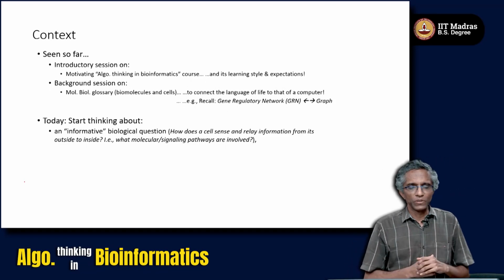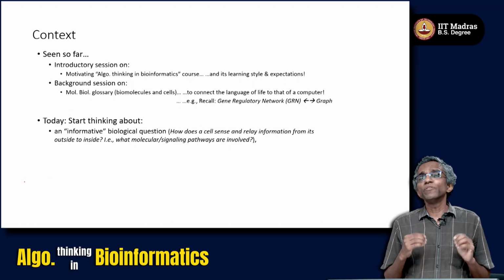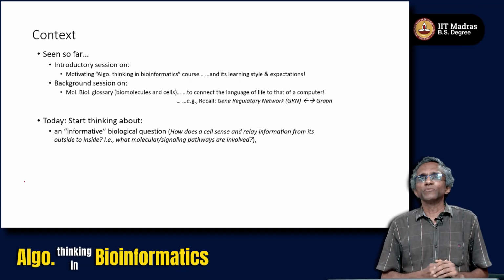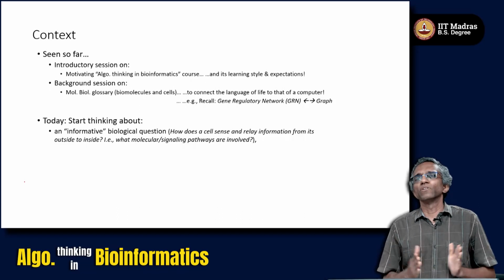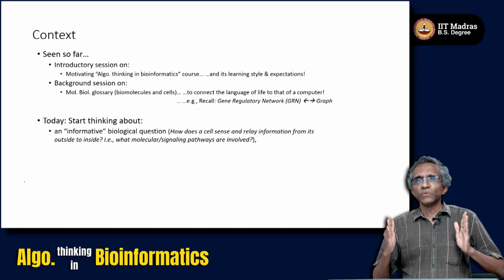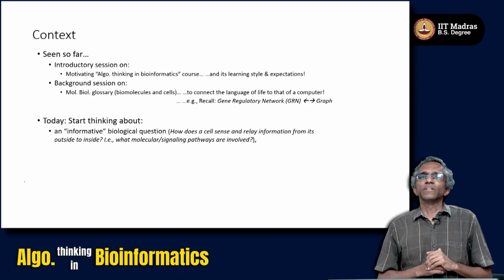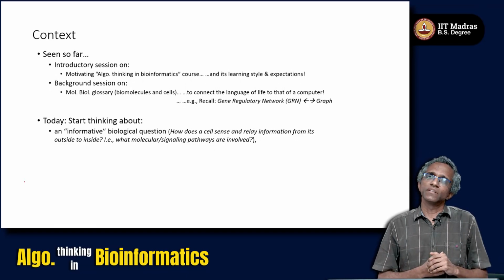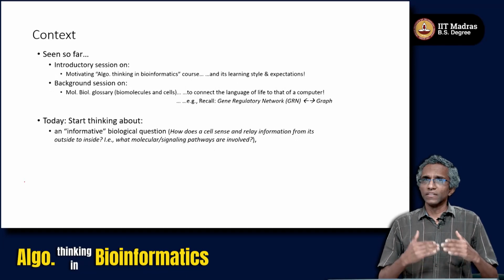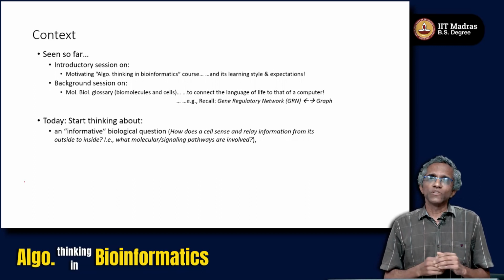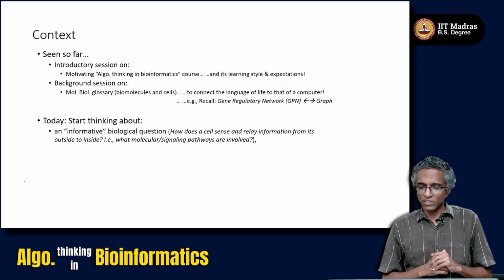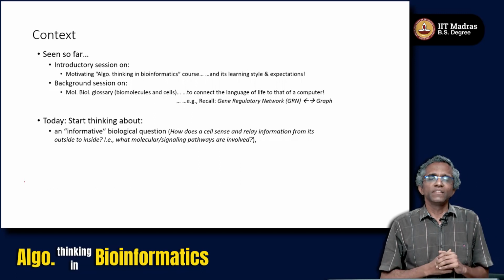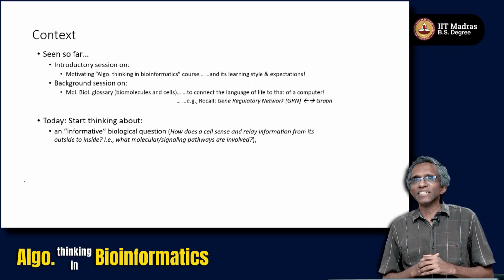And today we are going to talk about an informative biological question, right? We are going to follow the course style of active learning, where we pose a biological question, then formulate a computational problem to address that question, and then show some solutions for that computational problem. That is what we are going to see in the context of one particular question, which is how does a cell sense and relay information from its outside to inside. That is why I call it an informative question, pun intended.